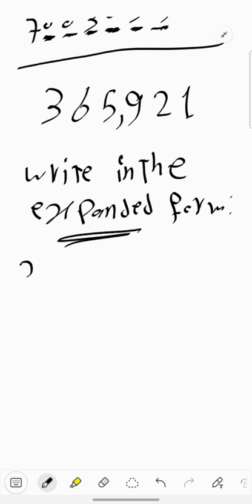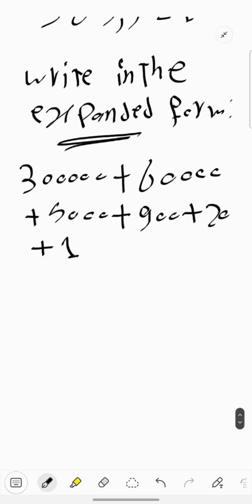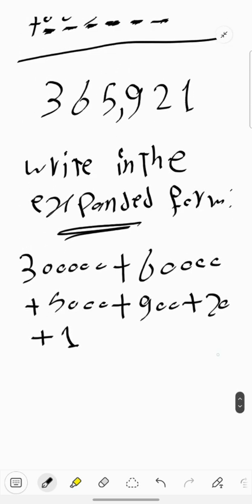So 3, we need to write 3. How many digits before 3? 5, so 5 zeros, plus 6, 1 2 3 4, 4 zeros, again plus 5, 3 zeros, and 9, 2 zeros, and 20 plus 1. This is the first way, right? So how to write it another way?